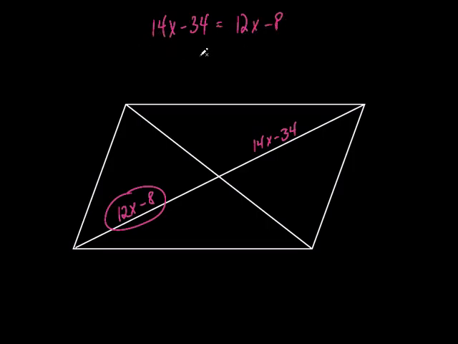Now, I actually put the 14x first. Why do you think I did that? You don't have to deal with the negative. Yeah, you don't have to deal with the negative and plus. I got it on the left-hand side. It seems like we always like to solve for x on the left-hand side, don't we? That's how you learn in Algebra 1.